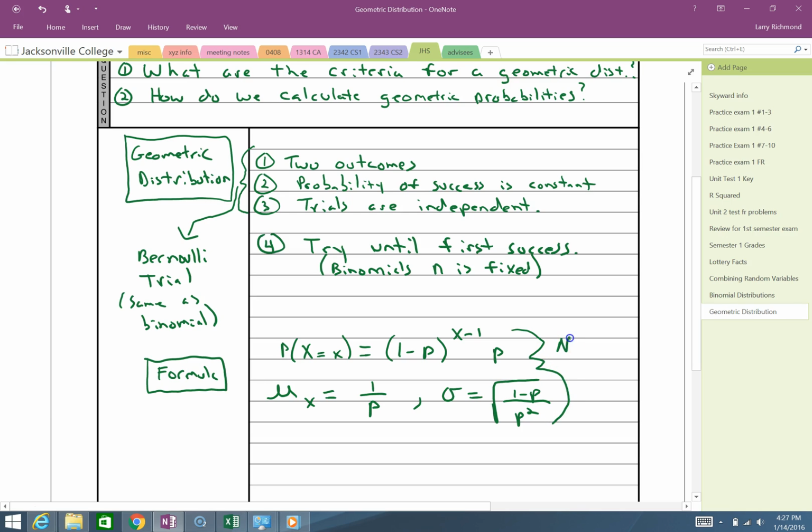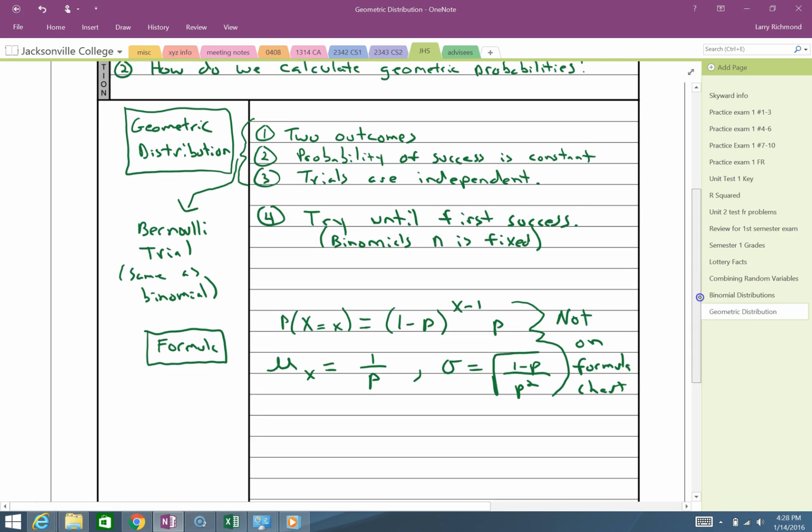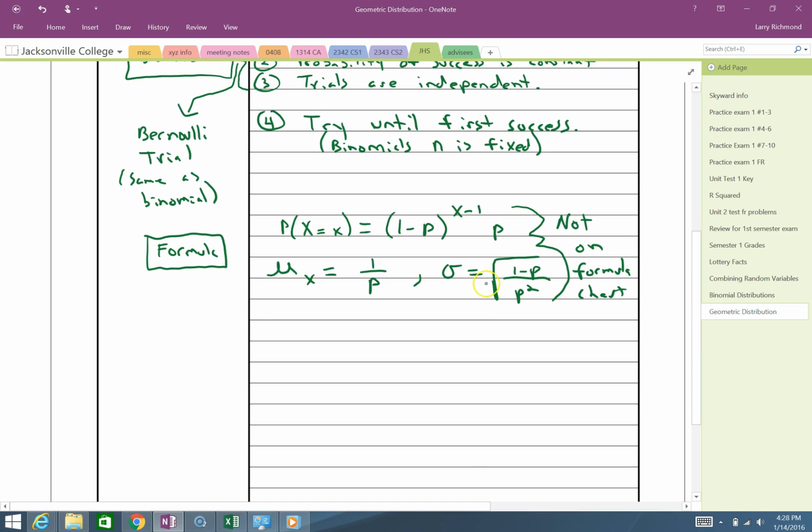Now all these formulas here unfortunately are not going to be on the formula chart. I would say don't fret, because you're going to soon see that they are pretty easy to come up with on our own. The standard deviation we will rarely use, but the probability and the mean we'll see that they make perfect sense.